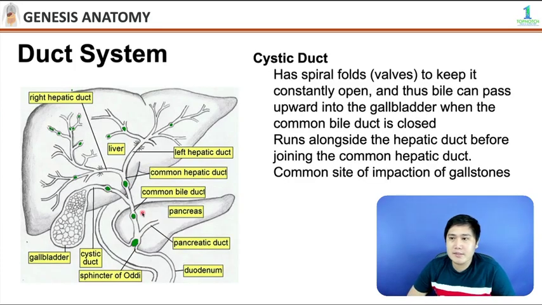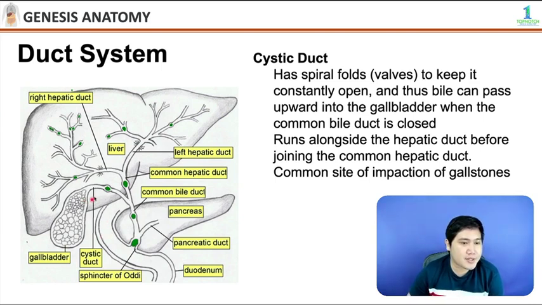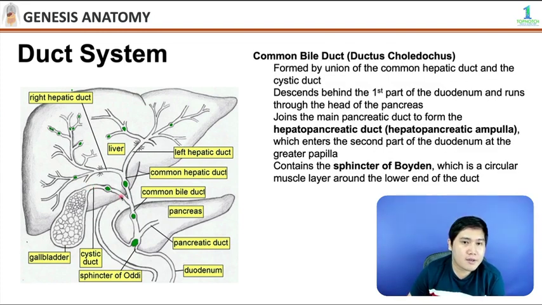Now let's talk about the duct system. Let's start with your cystic duct. It has spiral folds to keep it constantly open, so that when the common bile duct is closed, the bile goes up to be stored in your gallbladder. It is a common site of impaction of gallstones. So this is your cystic duct.